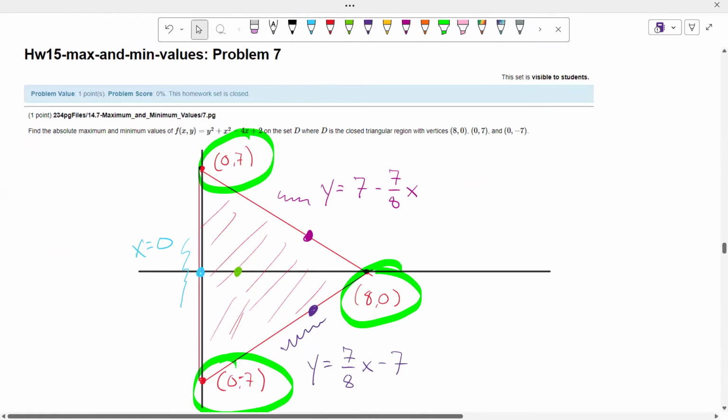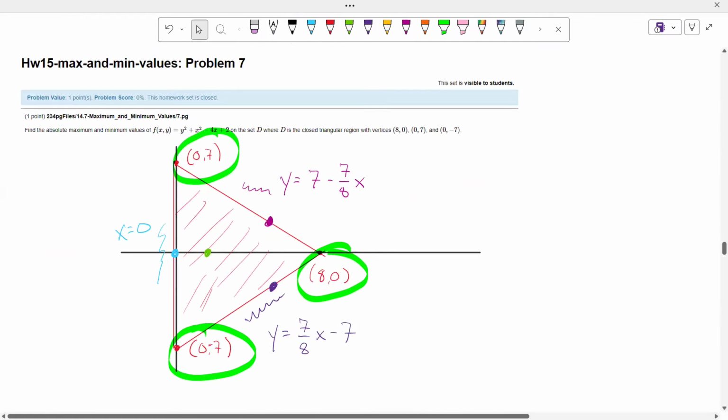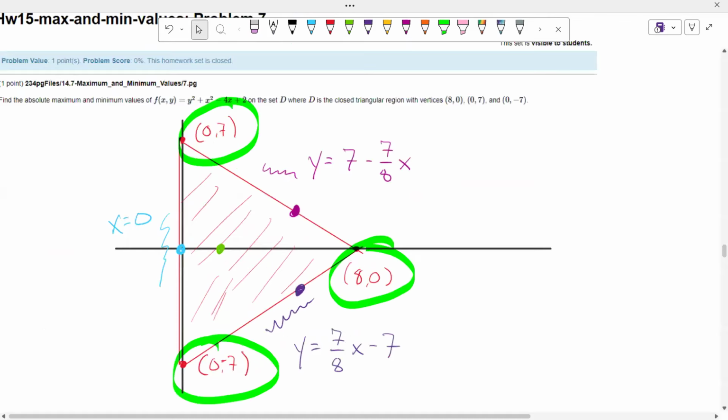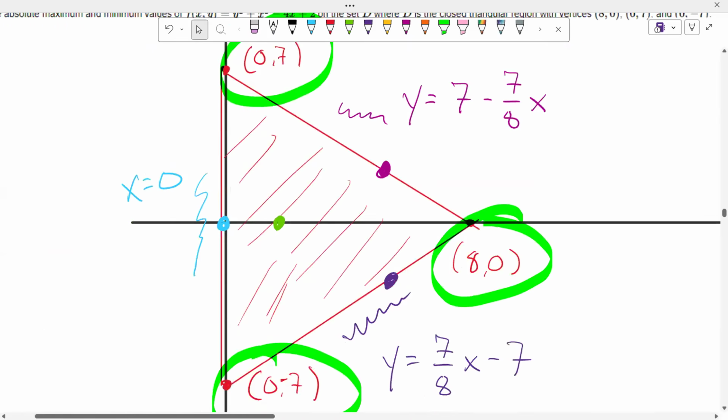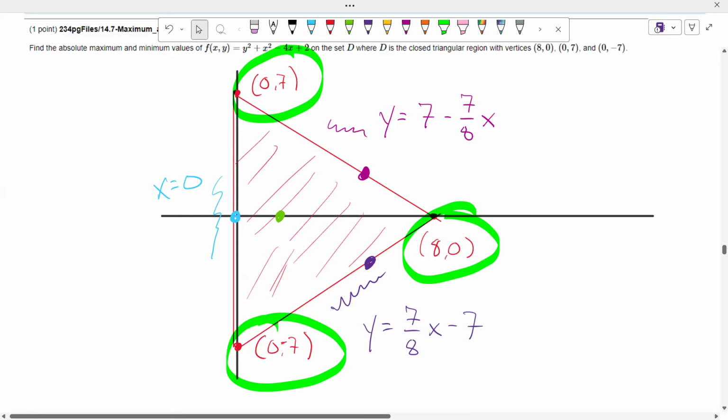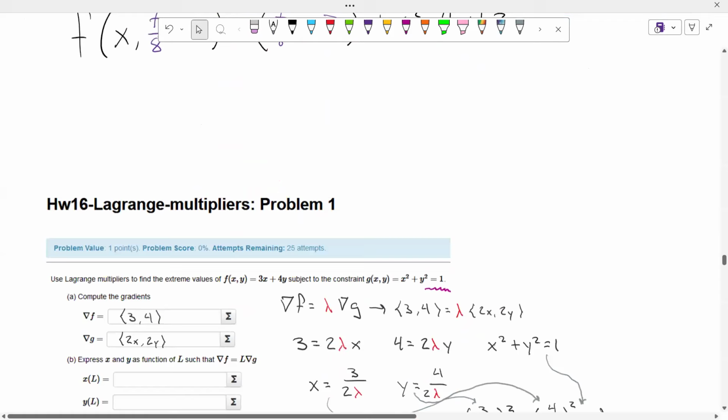In this problem, I just really wanted to highlight from a broad perspective what we're doing with our maximums and minimums, because there are 7 different points on this problem that we needed to check. One critical point that lies on the interior, that's that green one right there. I have 3 different boundary curves, 2 diagonal lines and 1 vertical one. Each of those boundary lines has a critical point on it. So I parameterize my boundary, set it equal to 0, and solve for those critical points. That gets me those additional 3, the pink, the purple, and the blue one. And then finally, I have my boundary points themselves, the (8, 0), the (0, 7), and the (0, -7) that were suggested by the problem.